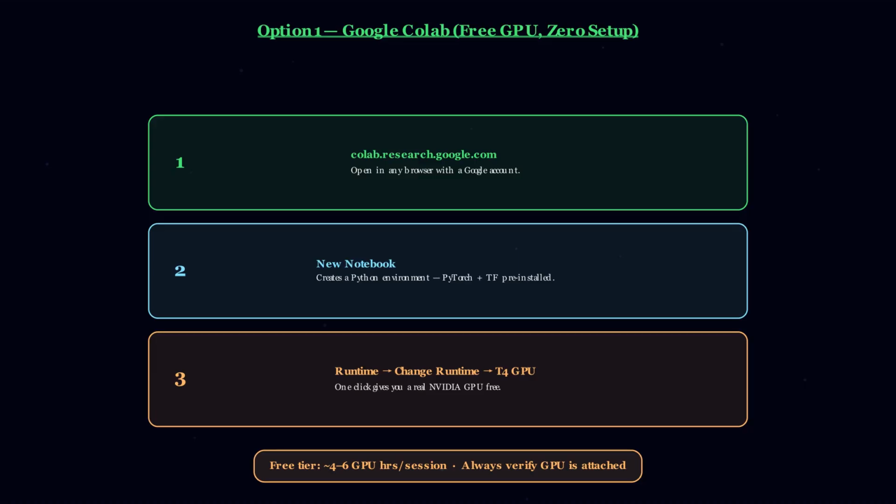Colab's free tier gives you roughly 4 to 6 hours of continuous GPU access before it recycles your session. For most episodes in this series, that is more than enough. One important habit: at the start of every Colab session, run the verification block from this episode to confirm the GPU is attached. Colab silently drops to CPU if you exceed your quota, and you won't notice unless you check.